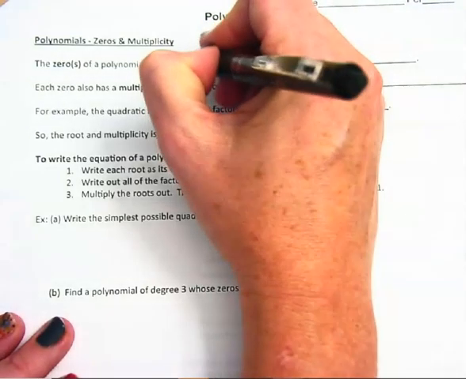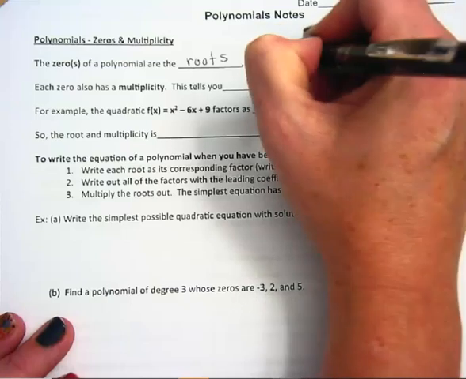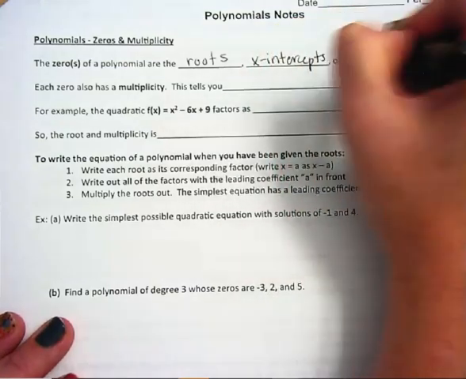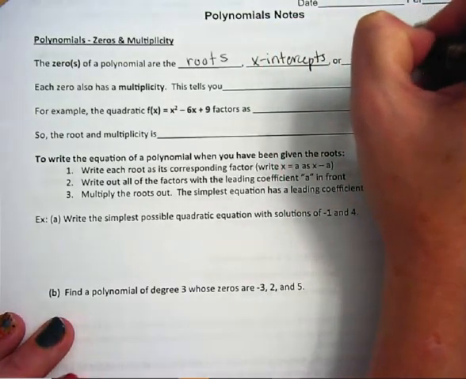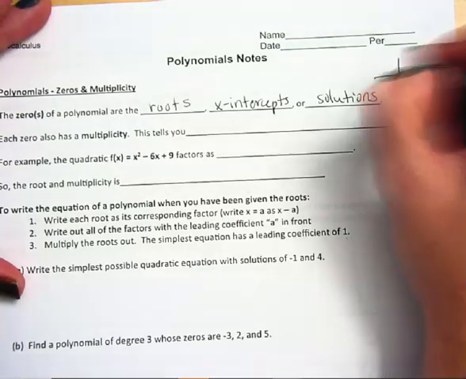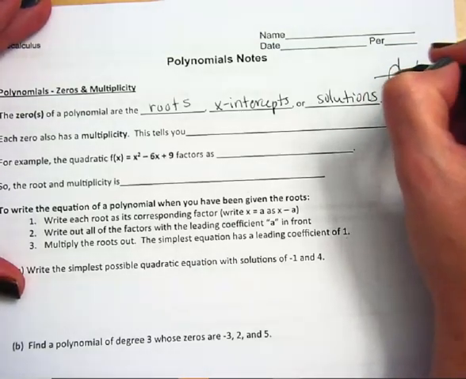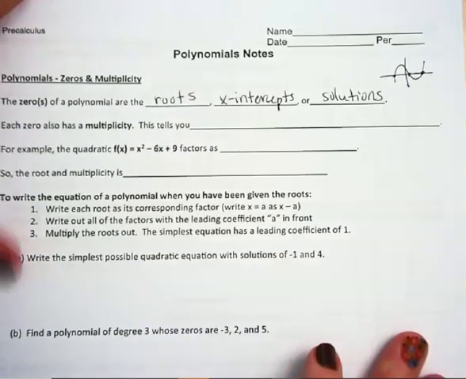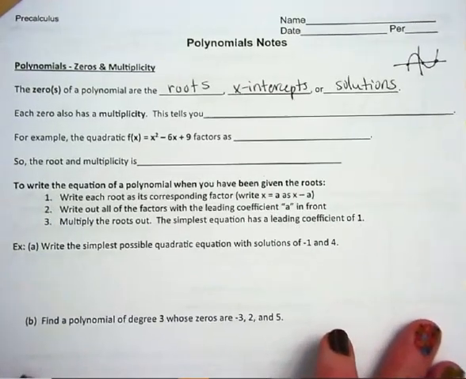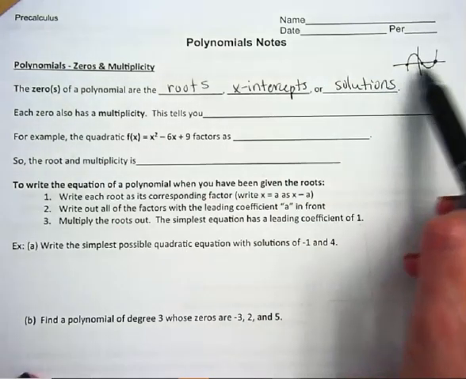We might use this word, roots, or x-intercepts, or solutions. And if you're looking at a graph, these are where the graph crosses the x-axis. Those are the roots or the x-intercepts or solutions, or sometimes we call them zeros because at these x values, the y value is 0.